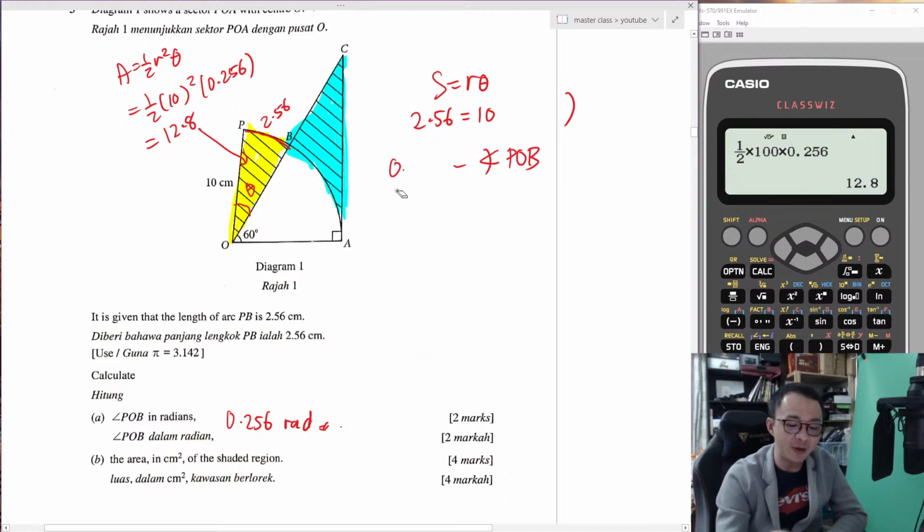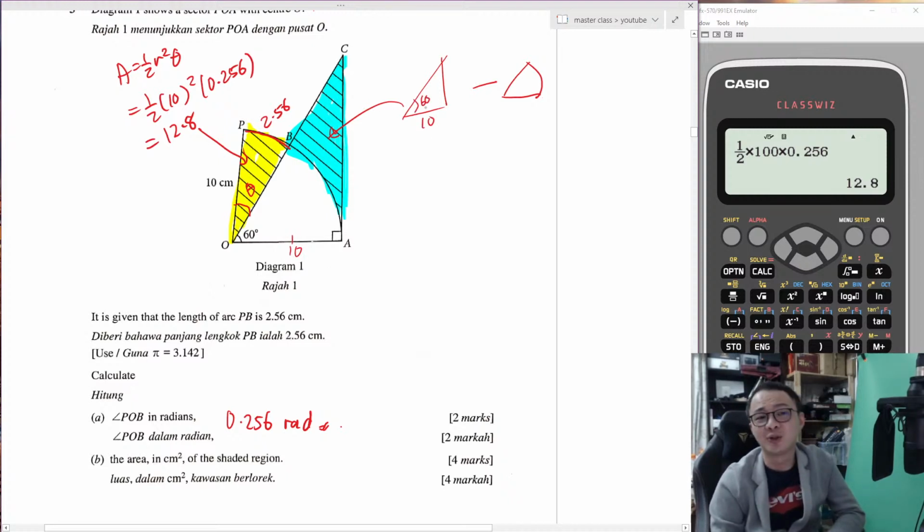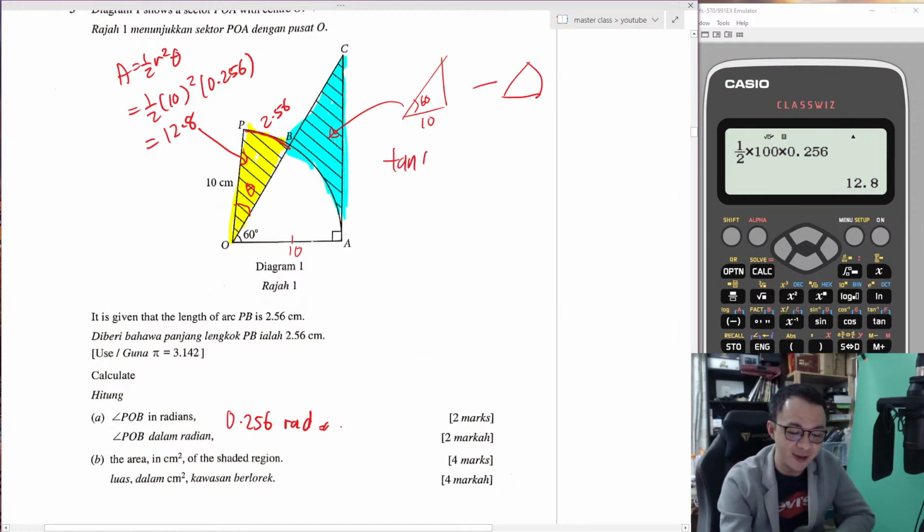Then if I want to find the blue color one, my logic is I need to use the triangle minus the area of the sector inside. So next we need to find the area of the triangle. We know this is 10 and this is 60 degrees. Using SOH CAH TOA, I can find my opposite. I will use tangent. Tangent 60 degrees equals my opposite, from A to C, over 10. Then I can get the length of AC.